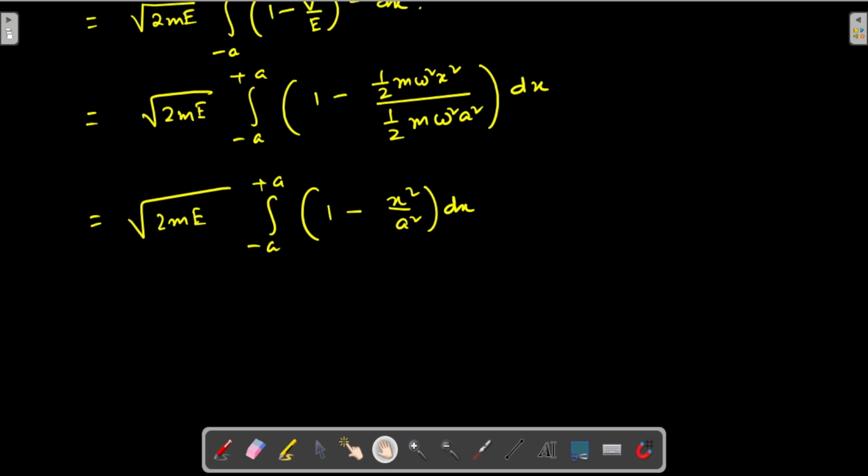To solve the integration we have to take x equals a sin theta. If we differentiate both sides, it becomes dx equals a cos theta d theta.